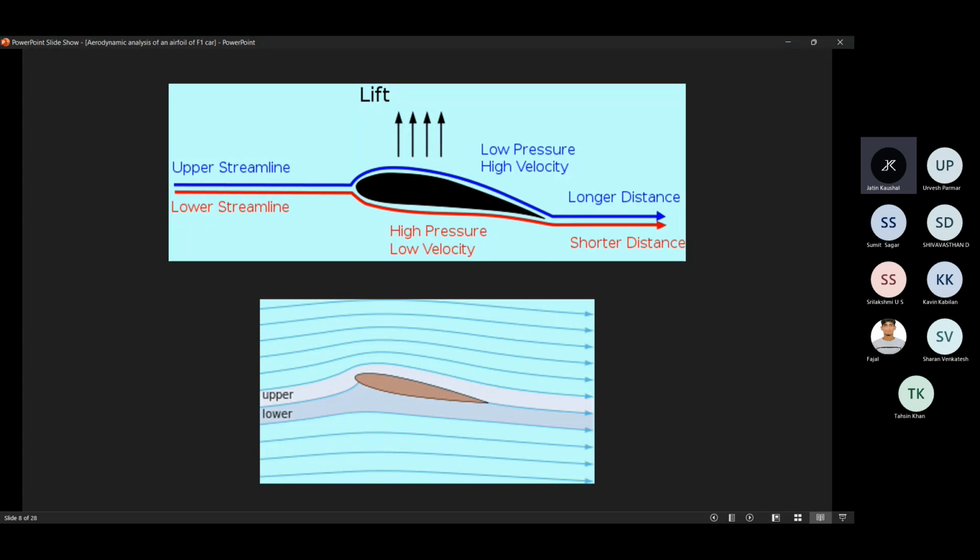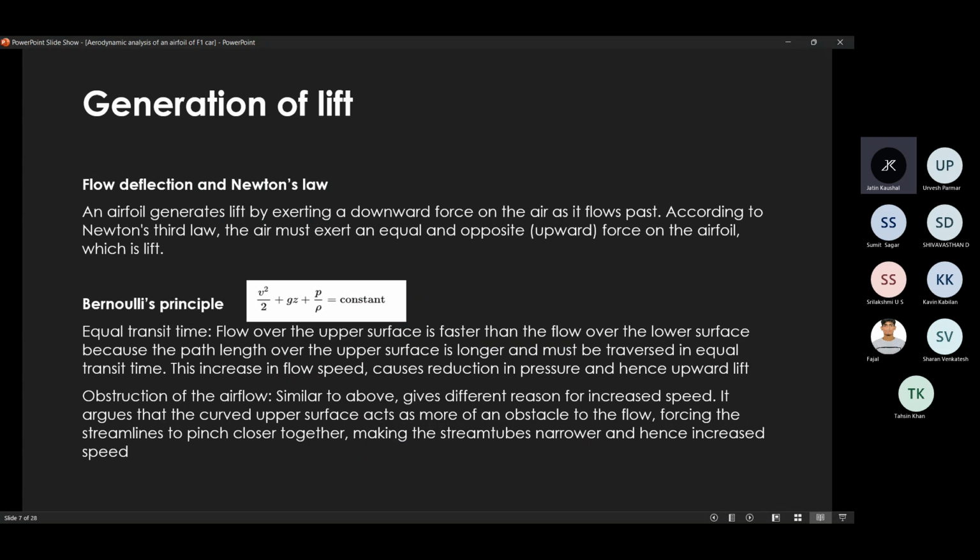So any doubt in Bernoulli's principle or Newton's law? If there are no more doubts, we'll be going ahead.